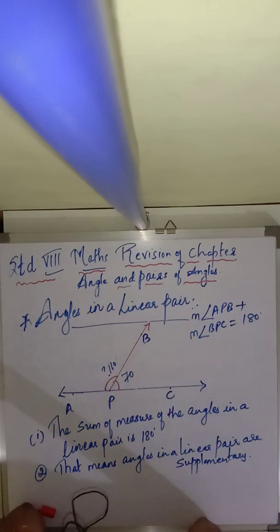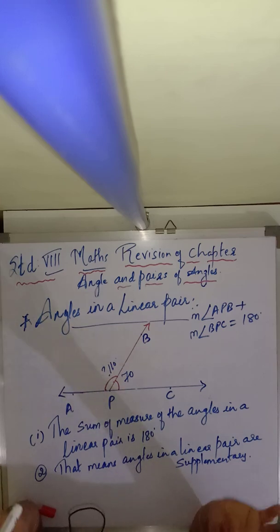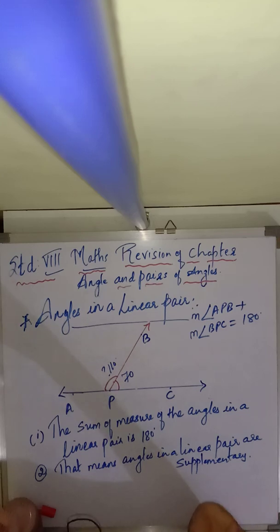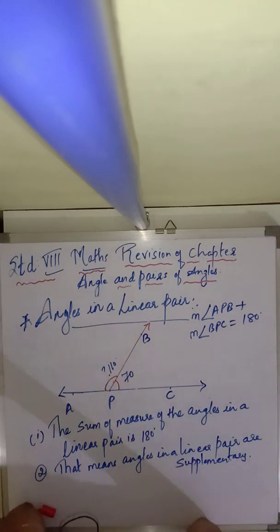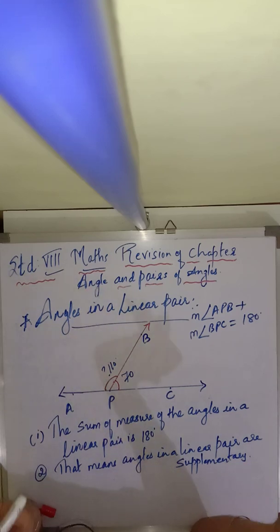So you have to keep in mind that the sum of measures of angles in a linear pair is 180 degrees. If one angle is given, you can find the other angle. Again I repeat, children, the sum of measures of angles in a linear pair is 180 degrees. In other words, they are supplementary. If one angle is given, you subtract it from 180 and you will get the other angle. So orally also you can do it.